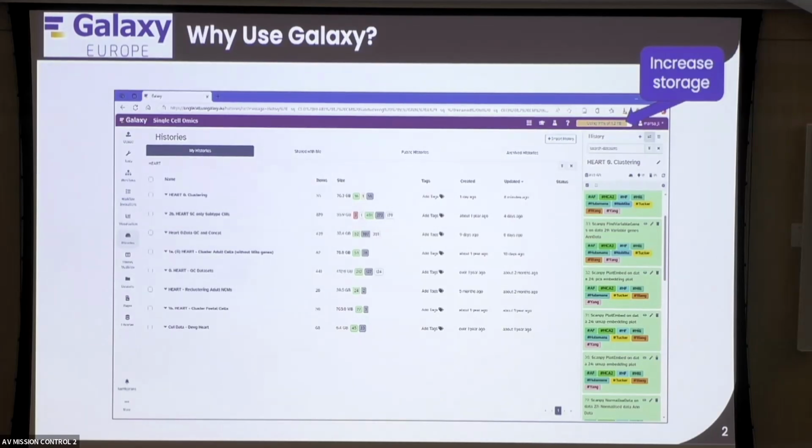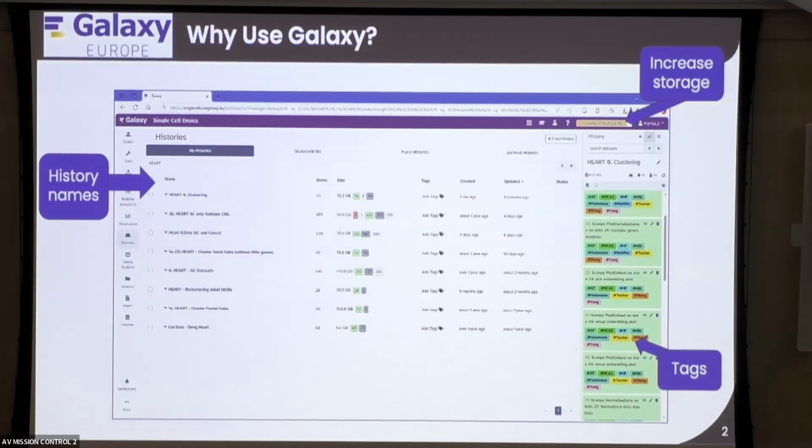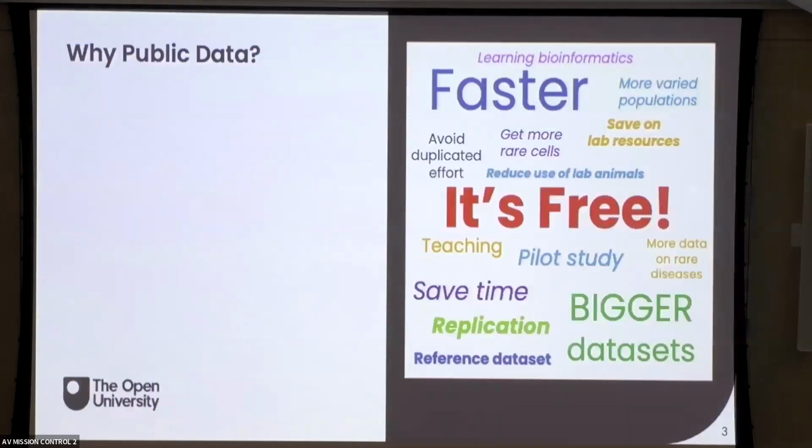I also found that Galaxy was really useful for organizing my data. I particularly liked having tags for naming my data sets, and I had a very structured naming system for all of my histories of the different versions of the analysis.